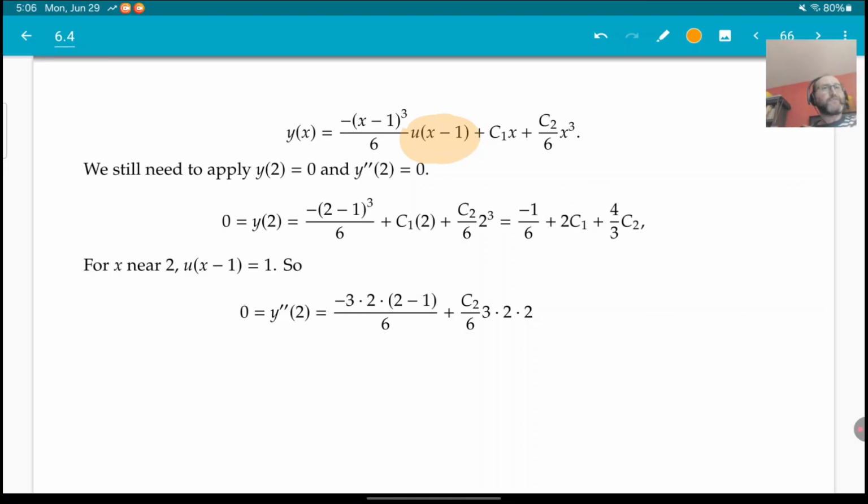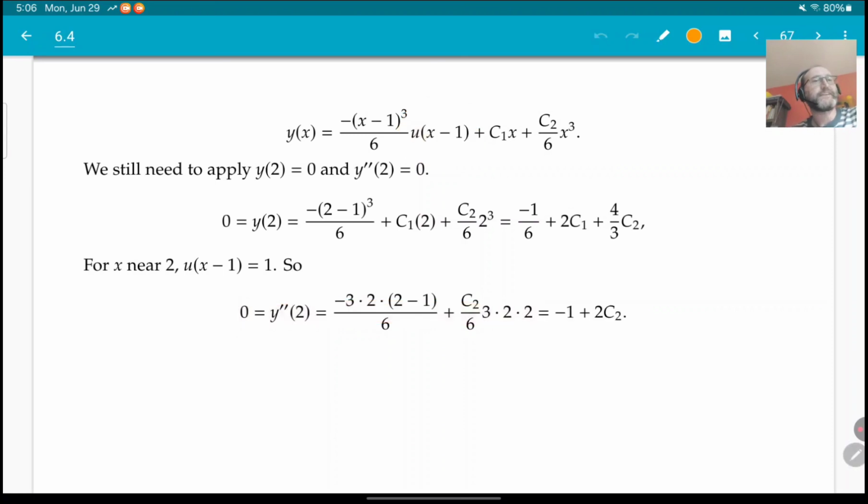So when we're taking the derivative of y, because we're going to be plugging in x equals 2, near there this function is just 1. So we can replace this with a 1, and now it's just a polynomial. It's easy to take the second derivative. You take that and plug in 2, and that's what you get. I'm leaving out a little bit, but that's an exercise for the intrepid reader or listener or viewer, I guess.